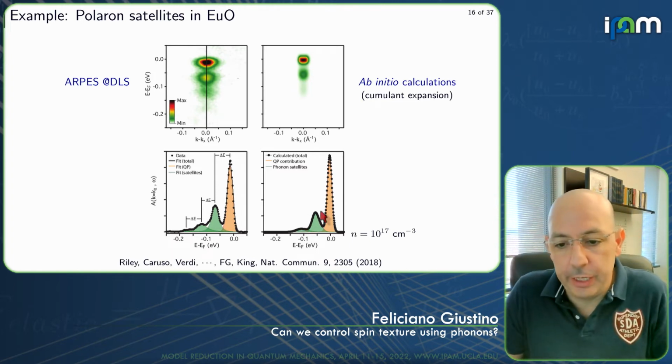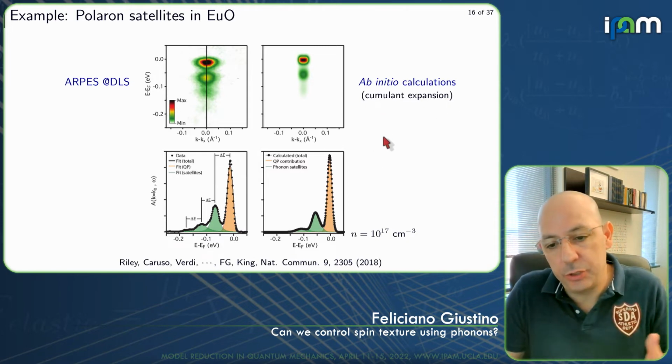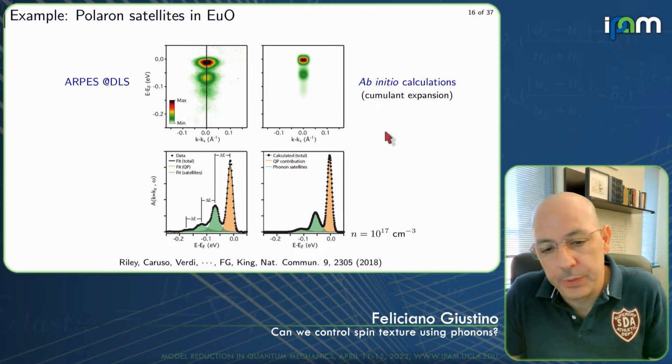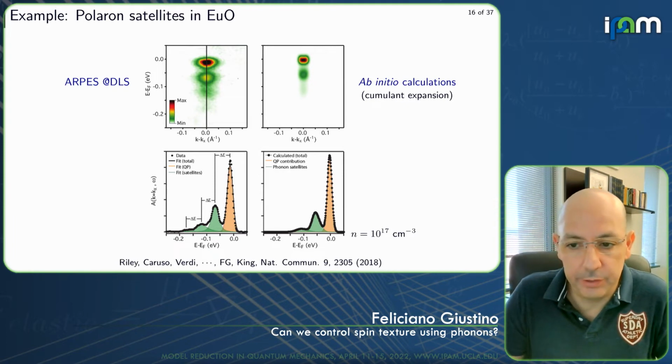And just for the experts in the audience, this was done with a slightly more complex technique than what I described earlier. It's called the cumulant expansion, and essentially it's a way to incorporate a little bit of the vertex that I mentioned when I showed the diagrams for the self-energies.